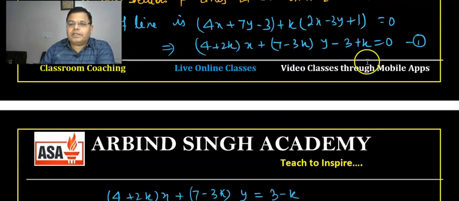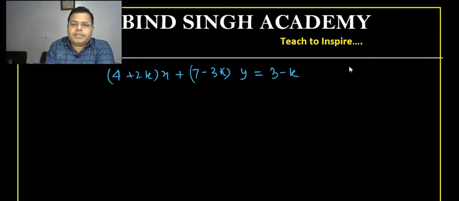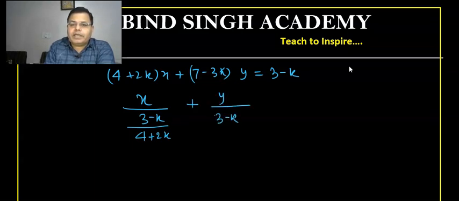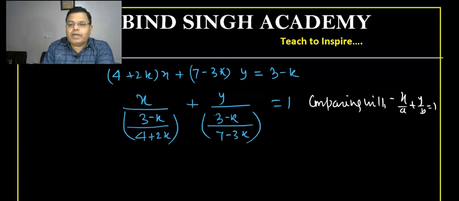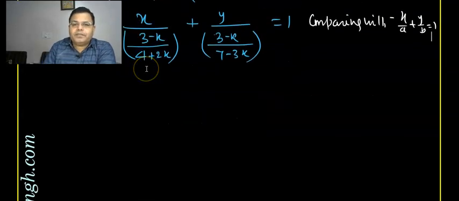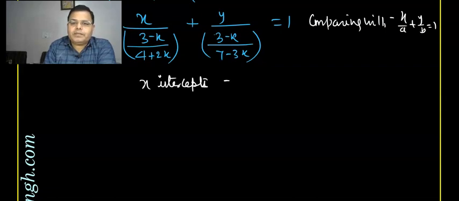3 will be positive on the opposite side and k will be negative. Now we can have x upon (3 minus k) divided by (4 plus 2k), isn't it? Similarly, y upon (3 minus k) divided by (7 minus 3k). Comparing with x by a plus y by b is equal to 1, these are the x intercept and y intercept respectively. According to the question, the x intercept is equal to the y intercept.